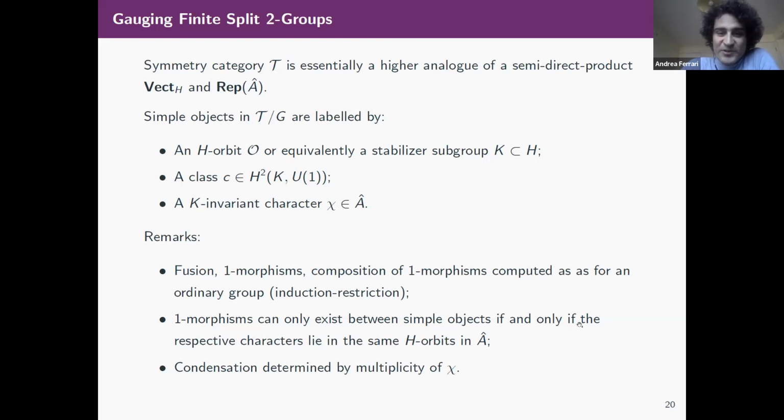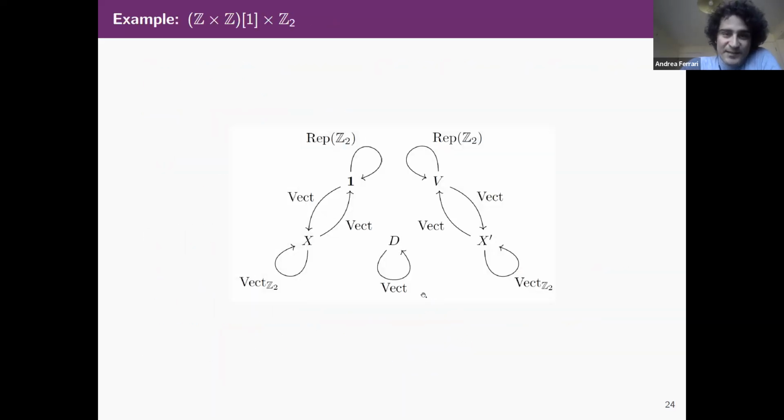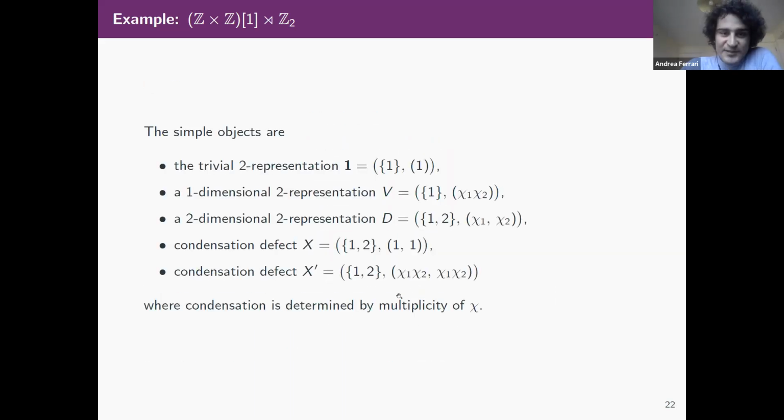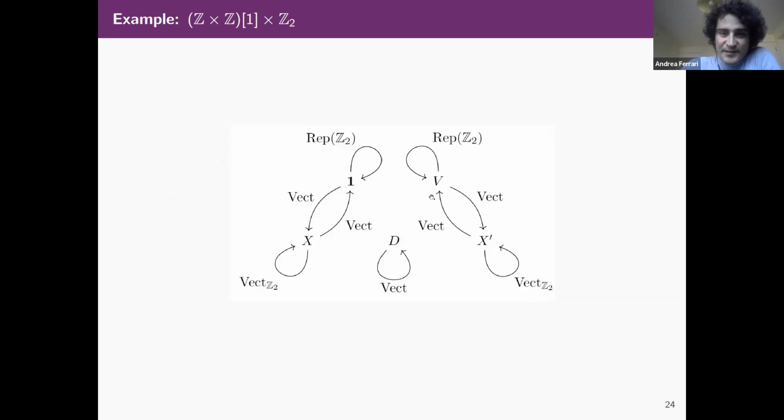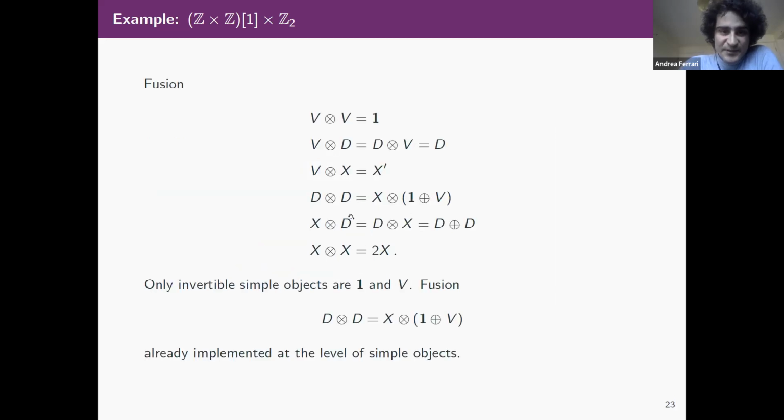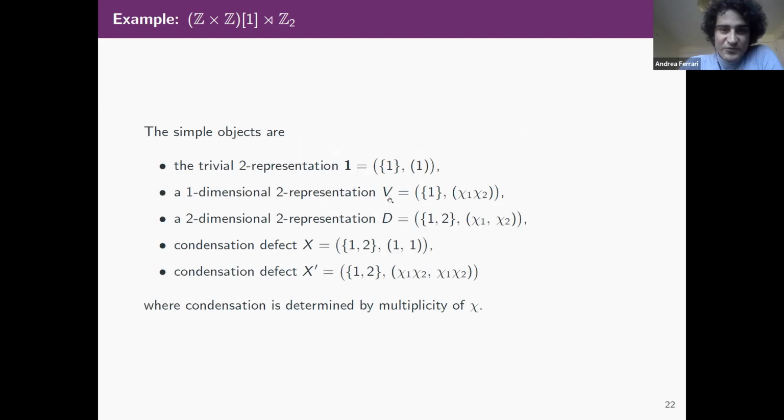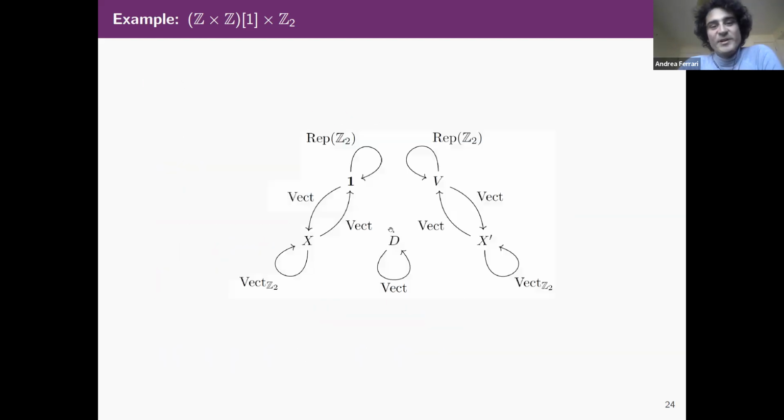Morphisms can exist between simple objects if and only if the respective characters lie in the same H orbit in A. We can see that basically morphisms can only exist between X and 1, the same characters here, and V and X prime. And working them out in details, we get this representation here for the symmetry category. Again, on the trivial surface, we have the full Rep Z2 surviving, whereas on the condensation defects, some of the Wilson lines condense, and we get back Z2, and the same holds here.